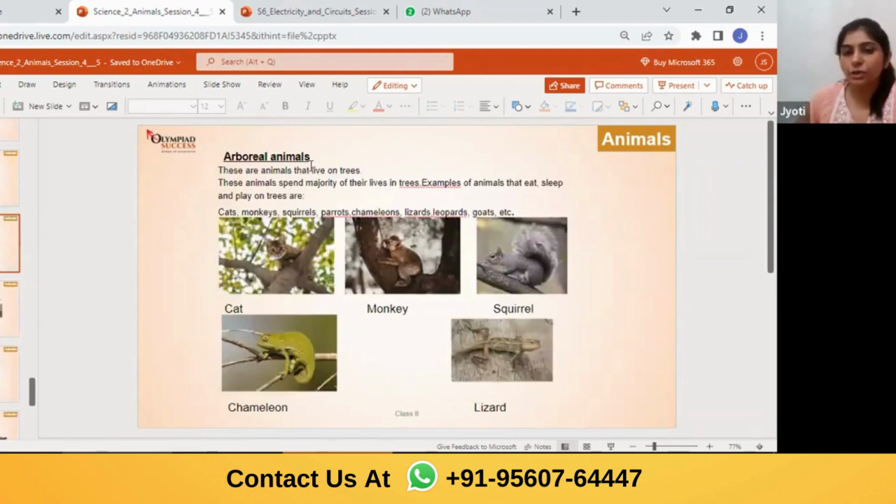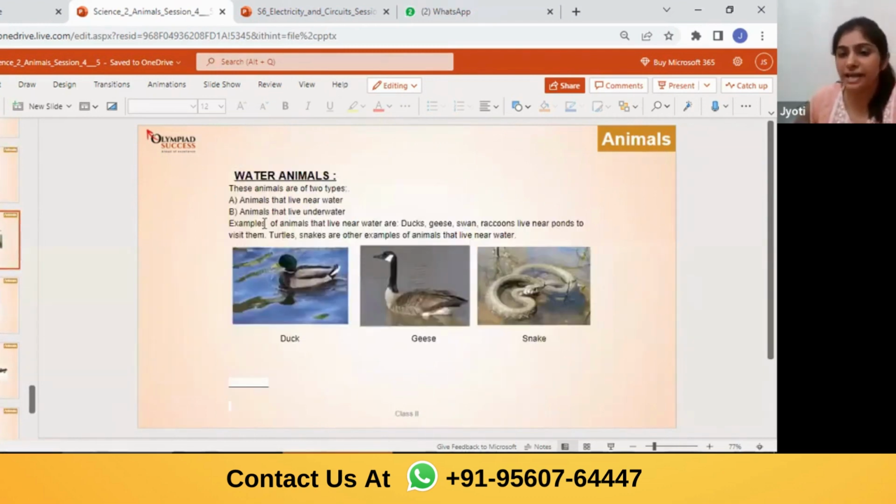Arboreal animals, I told you, are the animals which live on trees. For example, your monkeys, cats, squirrels, chameleon, lizard, these all live on trees. Water animals, as the name suggests, are the animals that live in water or near water. They can live underwater also, or they can live at the top layer of water also.